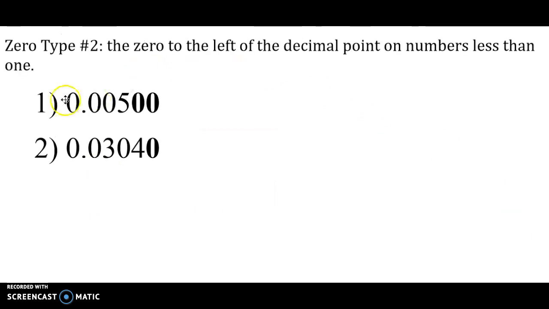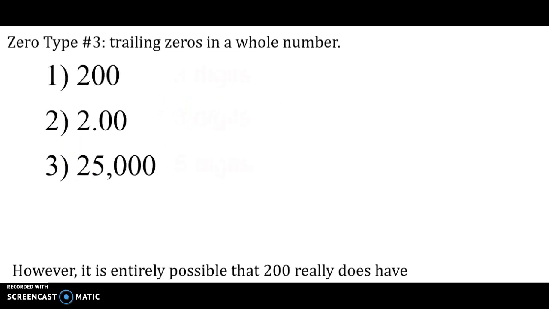The next one is if you got zeros to the left of the decimal point. These are always considered not significant. So you get 3 digits and 4 digits. This is where it can get a little confusing. What is this supposed to be? So if we look at the number 200, in this particular case, what is it? Well, this is considered to have 1 digit.